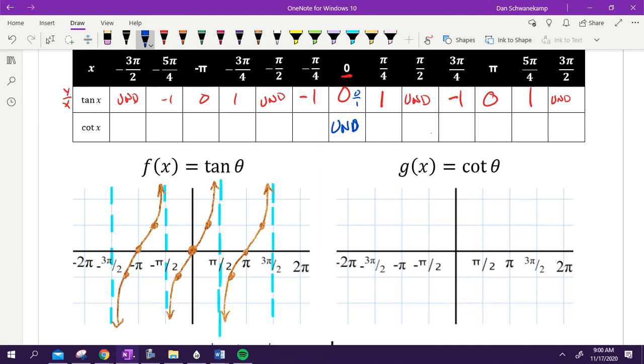If I do the reciprocal of 1, that's 1. The reciprocal of undefined is going to be 0, because again, this was 1 over 0. I flip it and get 0 over 1. That's 0. -1, undefined. 1, 0, and so on. It's just flipping these guys.